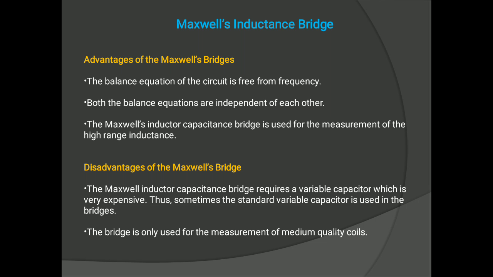Now, disadvantages. The Maxwell's inductor capacitance bridge requires a variable capacitor, which is very expensive. Thus, sometimes a standard variable capacitor is used in the bridge, and the bridge is only used for the measurement of medium quality coils.